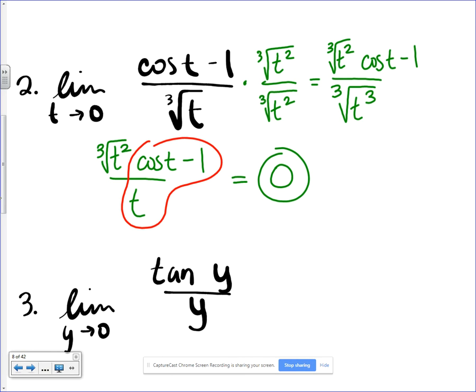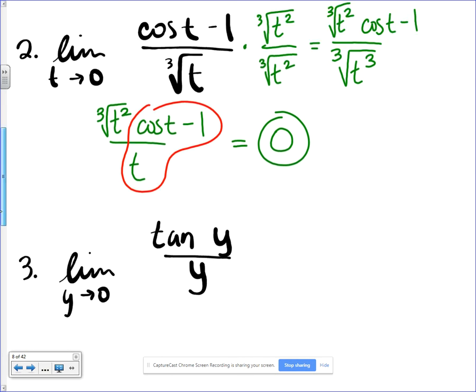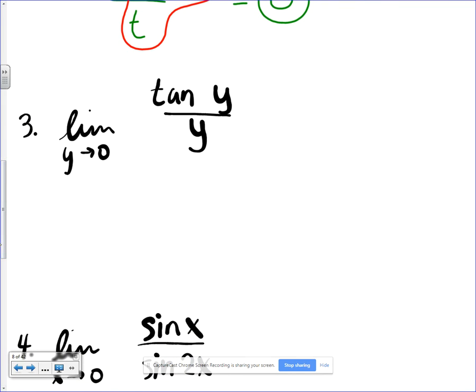Okay. Let's try something that looks like this. I do not have an identity for tangent yet. Okay, yet. Eventually we will. So what's your first thought for this? Sines and cosines, that's normally your instinct on things like this. So this would be the sine of y over the cos of y all over y.